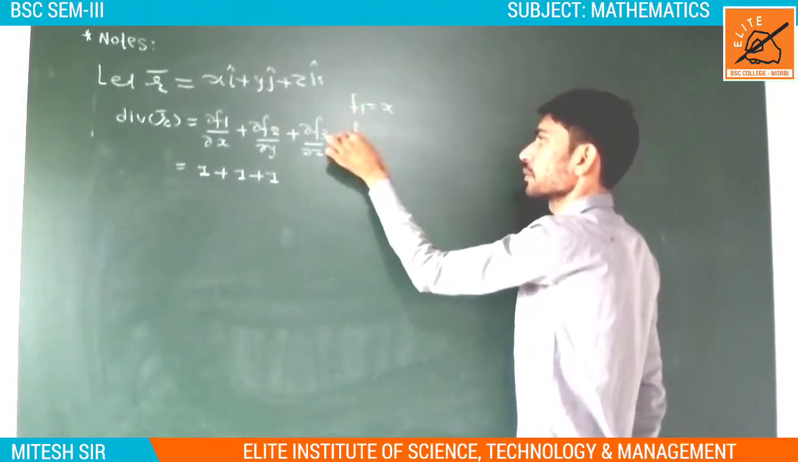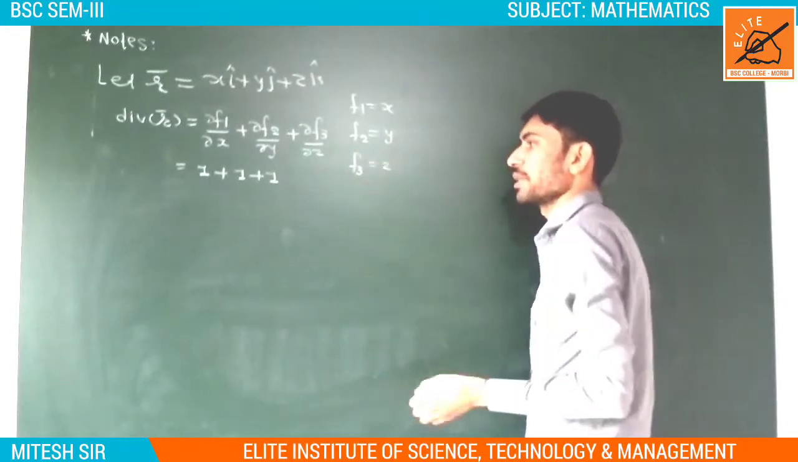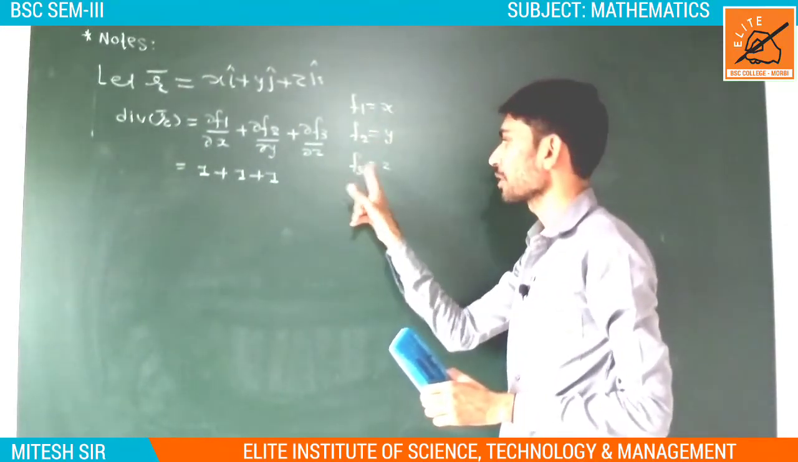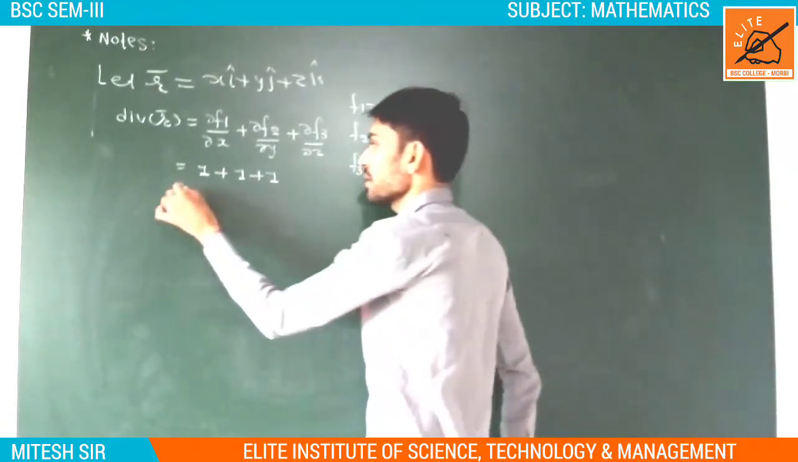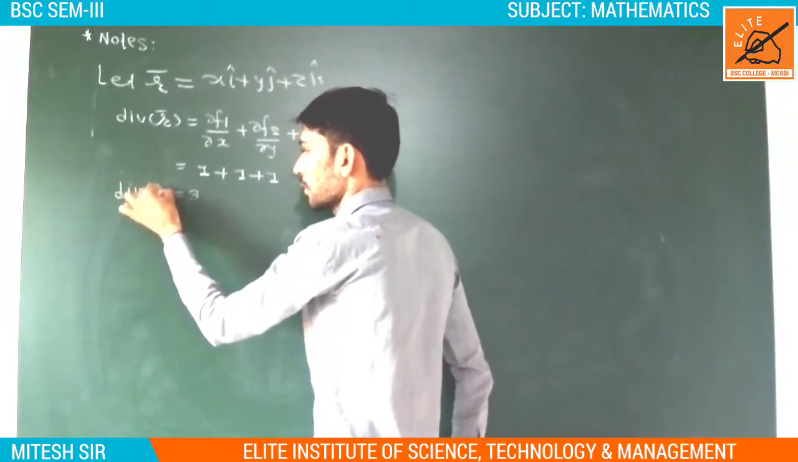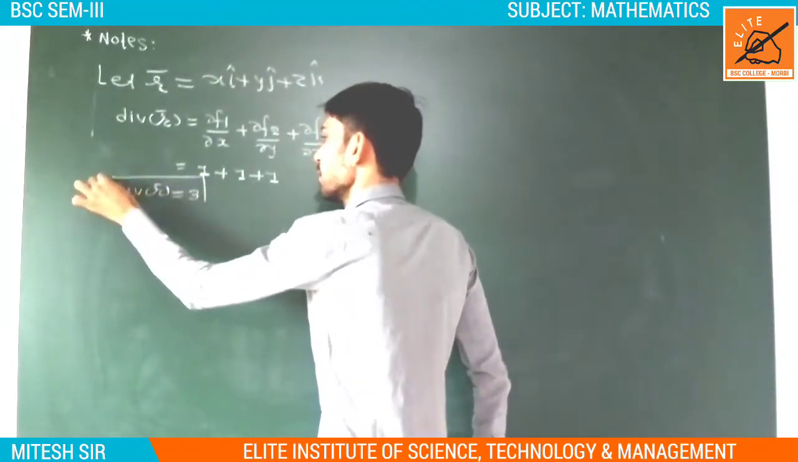f1 is x, f2 is y and f3 is z, which means del f1 upon del x is 1, del f2 upon del y is 1 and del f3 upon del z is 1. So the final answer is 3. So that means the divergence of vector function r is 3.